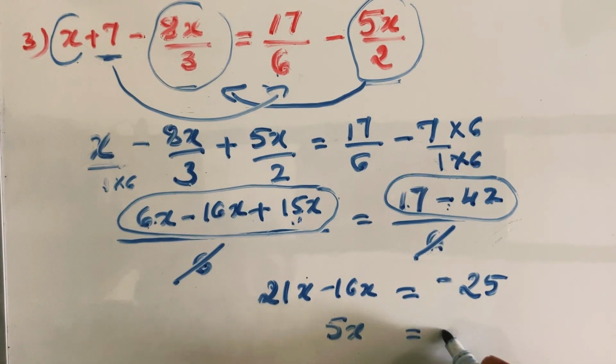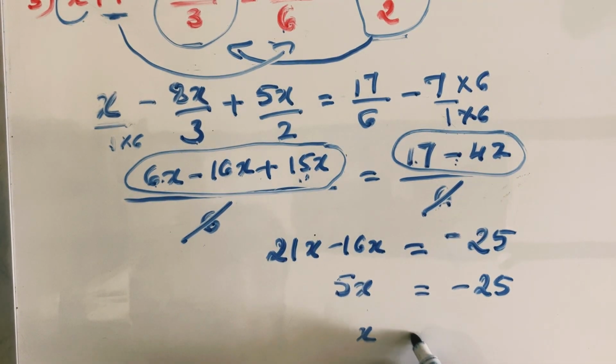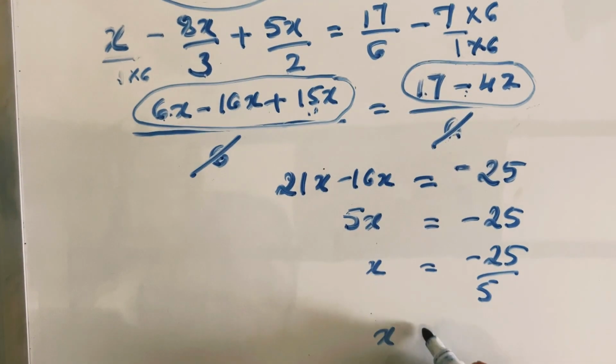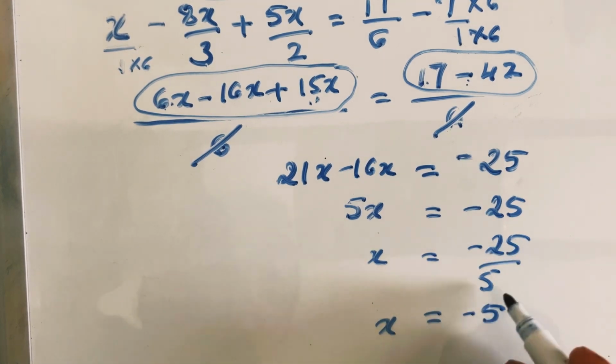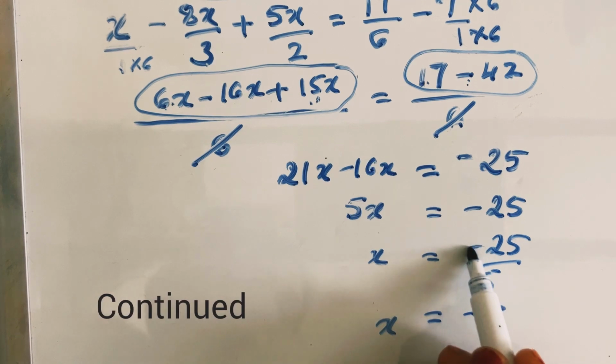5x is equal to negative 25. So x is equal to negative 25 divided by 5, which is nothing but x is equal to negative 5. 25 divided by 5 is 5. Since it is negative, negative 5.